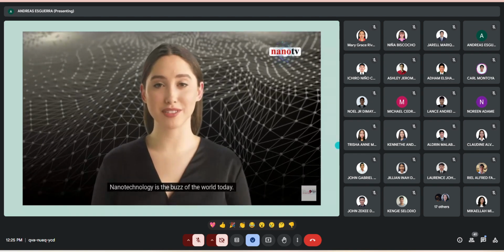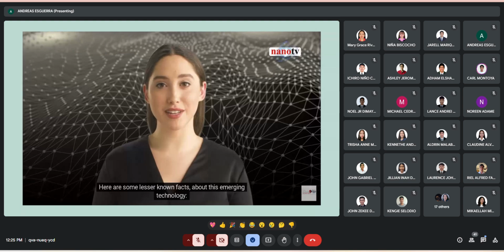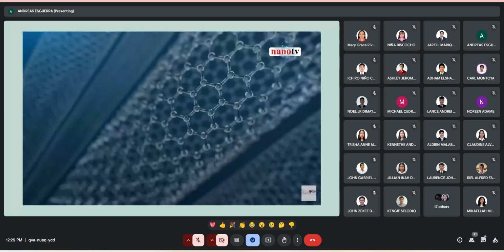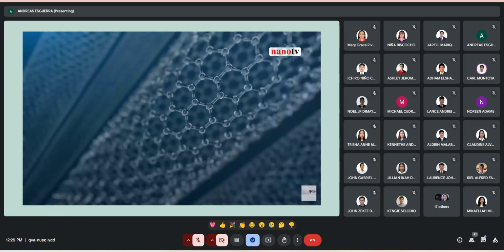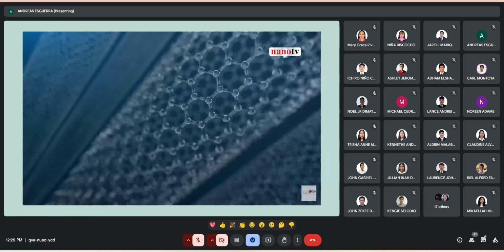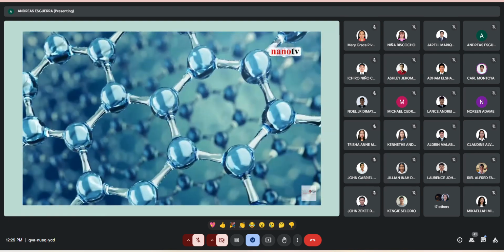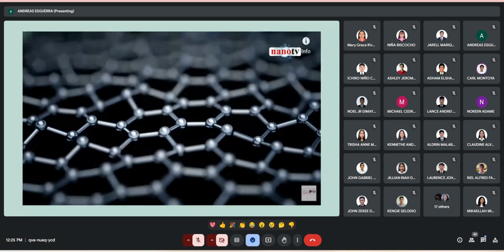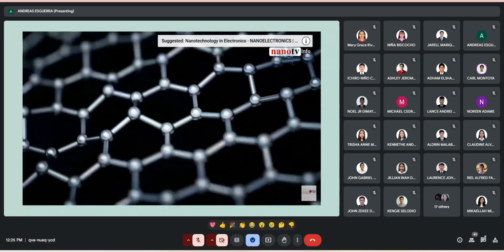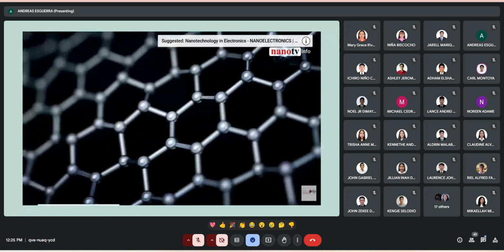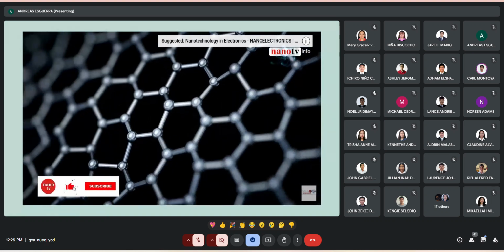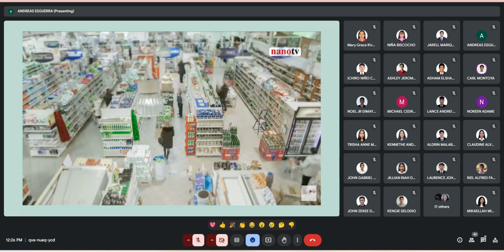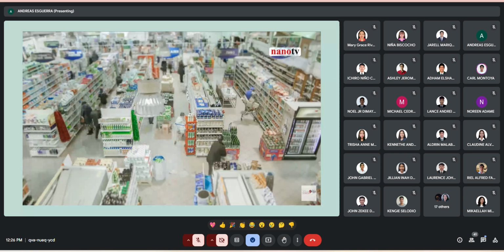Nanotechnology is the buzz of the world today. Here are some lesser-known facts about this emerging technology. The wonder material that has wide range of applications and offers lots of benefits is none other than graphene. Let us understand graphene better for our day-to-day use. Graphene is rapidly finding its way into a wide range of applications and offers a number of benefits. For instance, it is used for developing innovative products as well as improving certain properties in currently available products.